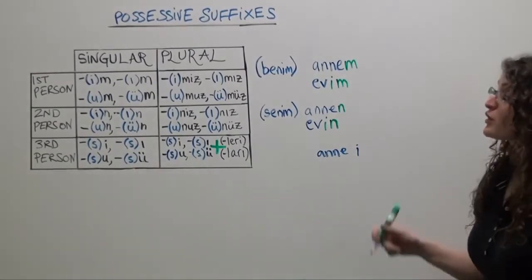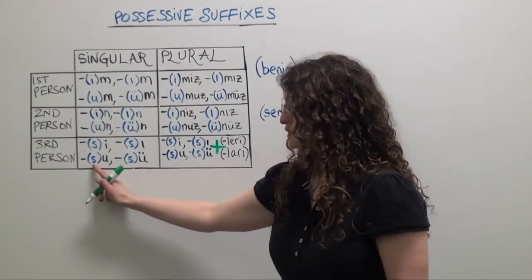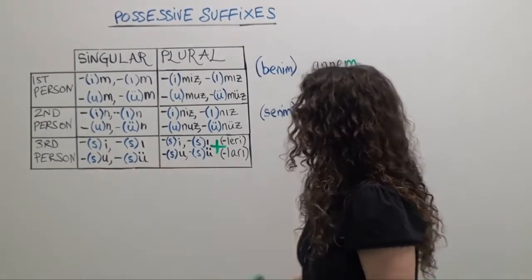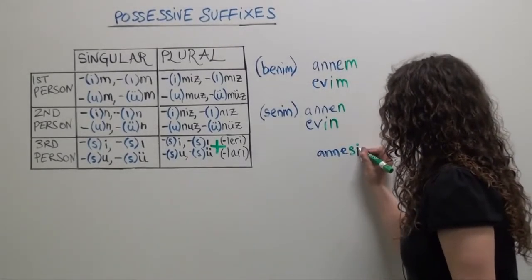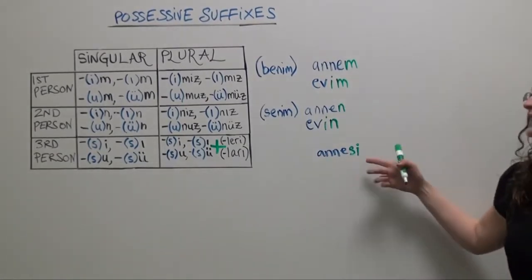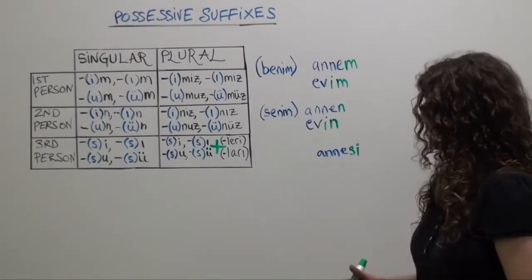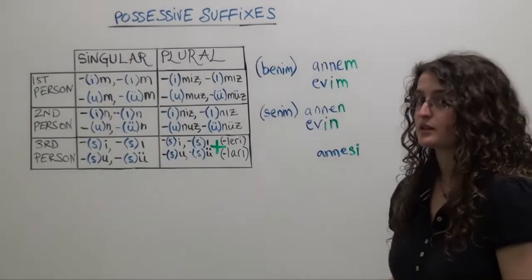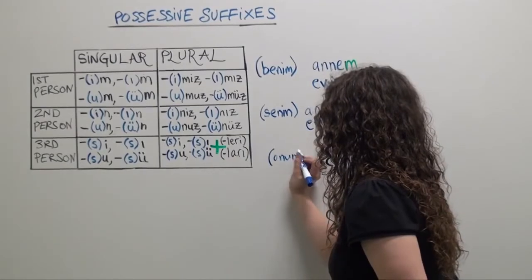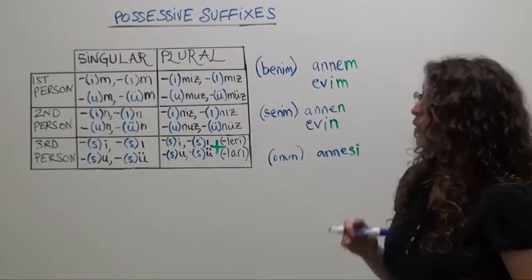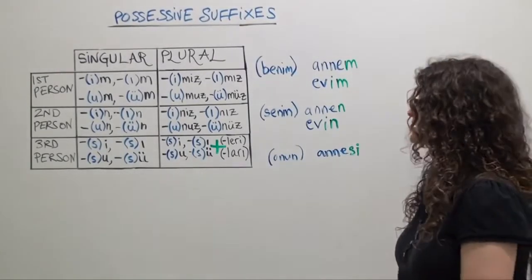So, for third-person possessive suffixes, we are going to insert a buffer consonant, in this case, s. So, if you want to say his, her, or its mother, you're going to say annesi. Annesi by itself means his, her, or its mother. If you want to emphasize his mother or her mother, you can add an optional onun, like we did with benim and senin, or you can add someone's name or a noun in the genitive.